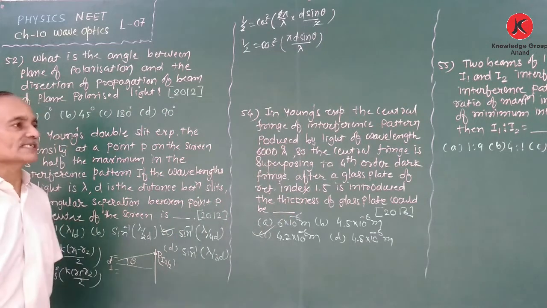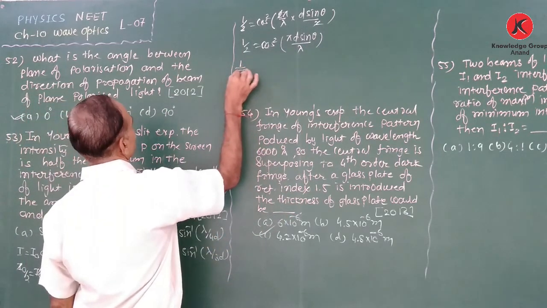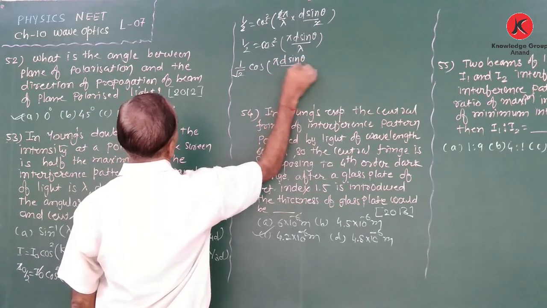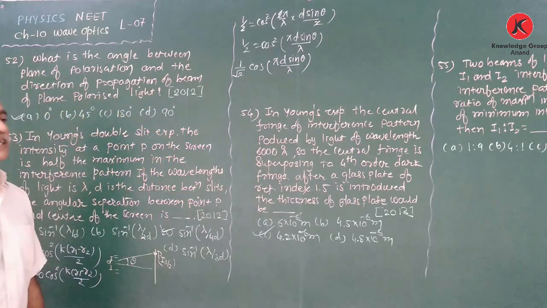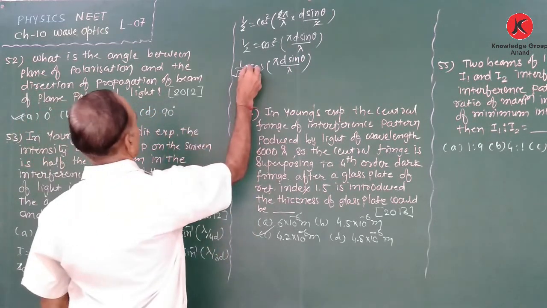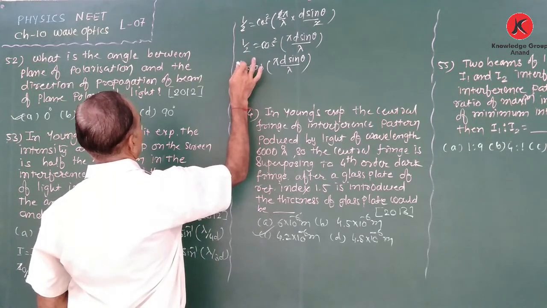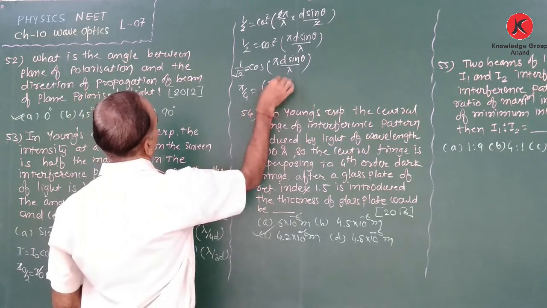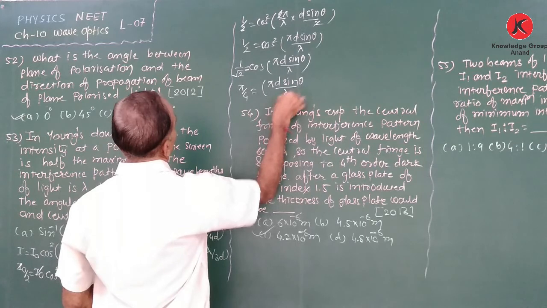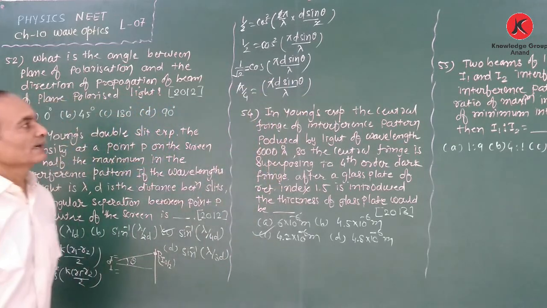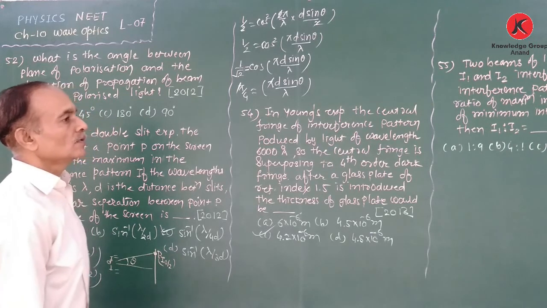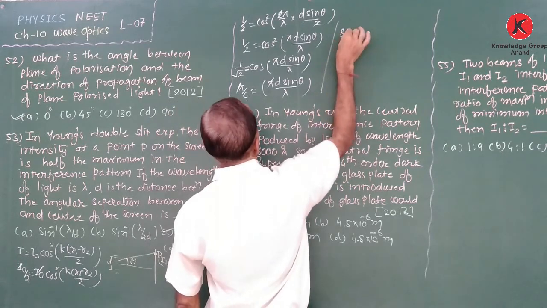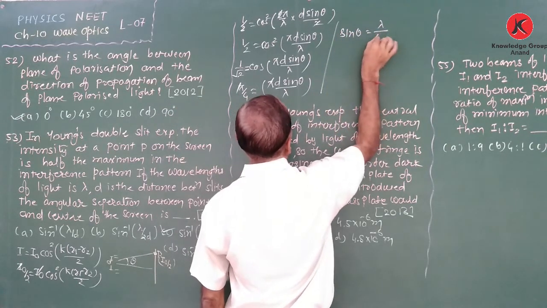Now take the square root on both sides. Therefore, 1 upon root 2 is equal to cos of pi d sin theta upon lambda. Now we know that 1 upon root 2 is cos 45, that is cos pi by 4. Therefore, pi by 4 is equal to pi d sin theta upon lambda. Pi cancels. Therefore, sin theta is equal to lambda upon 4d.